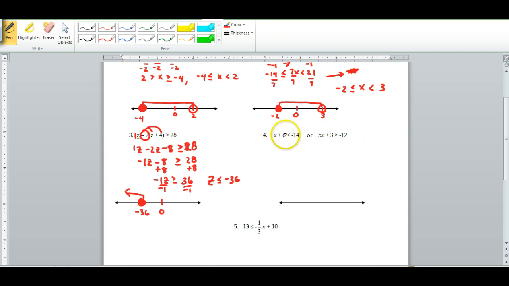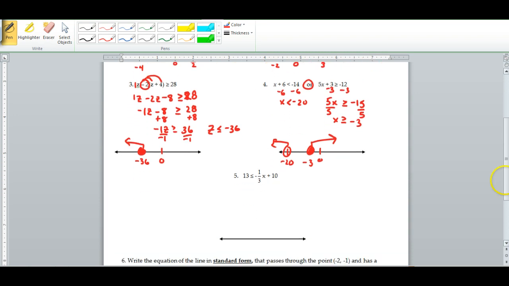Problem number 4, you have two inequalities. You're going to subtract the 6 for the first one, and you get x less than -20, or you're going to subtract the 3 and subtract the 3, 5x greater than or equal to -15. Divide both sides by 5 and you get x greater than or equal to -3. So you're going to get 0 here, -3 here, and -20 here. This is an OR problem, so it's going to go out like this, x greater than or equal to -3, like that. So that's graphing those inequalities.